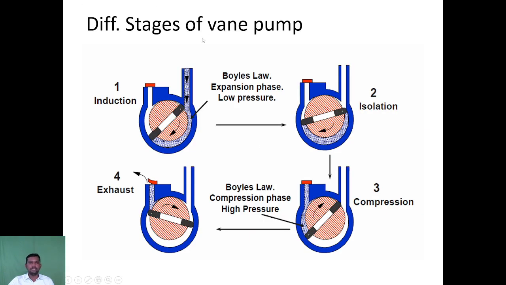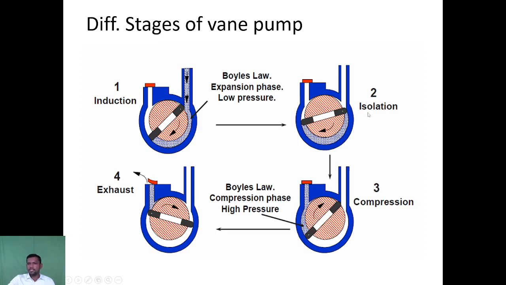These are the different stages of a vacuum pump. The first stage is induction. Induction is when the gases are coming inside the chamber and the vane pumps slide in and out. That is called induction. It works under the principle of Boyle's law. When the gas is coming into the chamber, it expands in the case of low pressure.